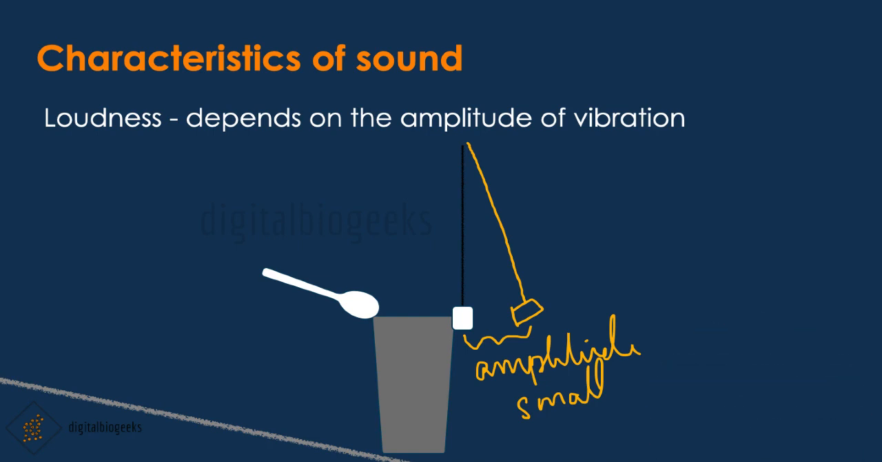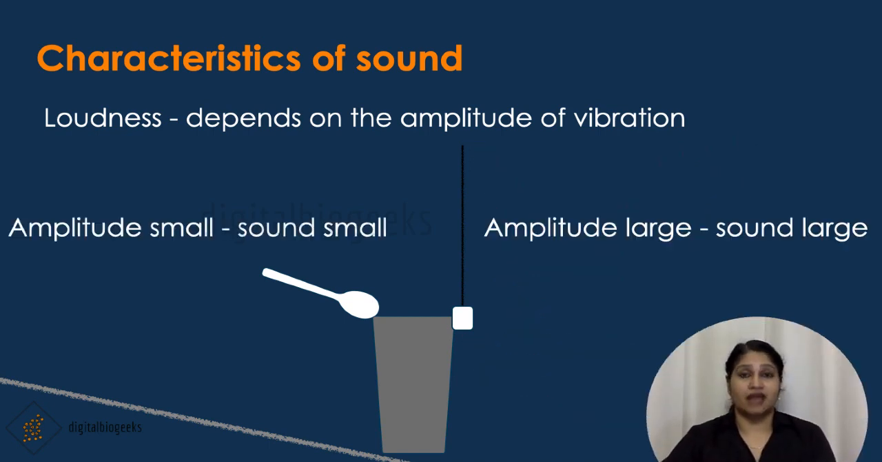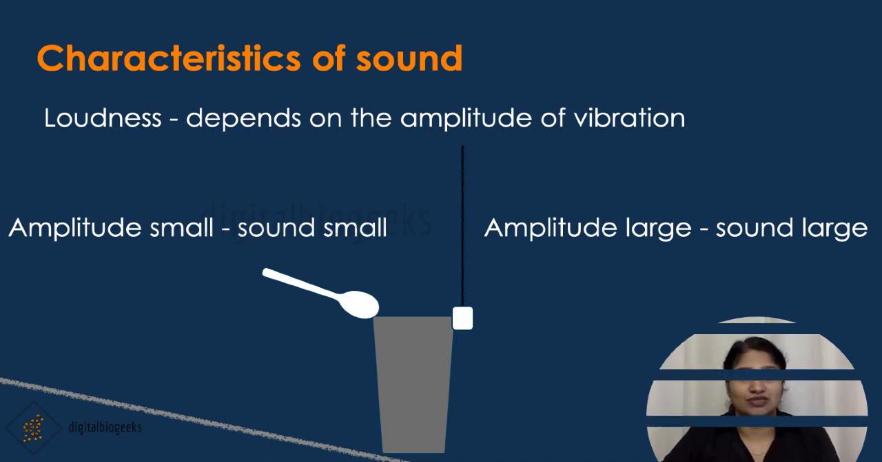Now, strike the tumbler with more force. Then we can see that the ball is pushed away to a longer distance. That means the amplitude here is large, and we can hear a loud noise. From this experiment, we can conclude that when amplitude is small, the sound is small. And when amplitude is large, the sound is large.